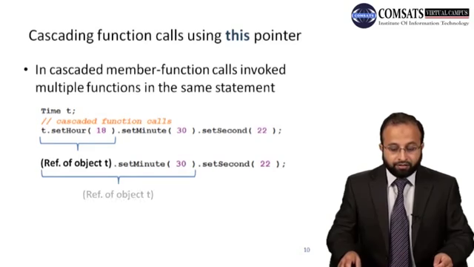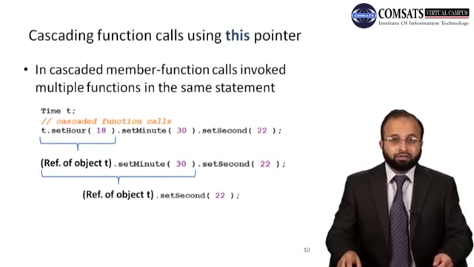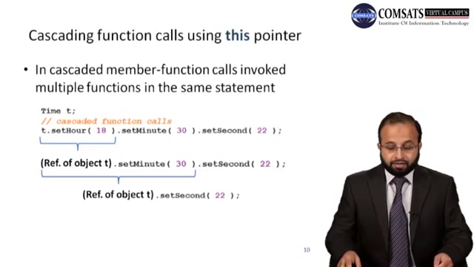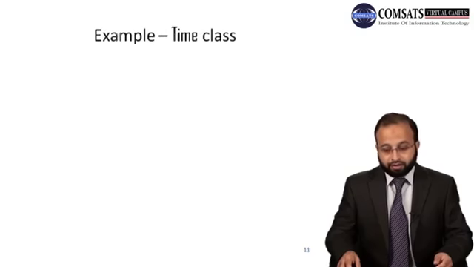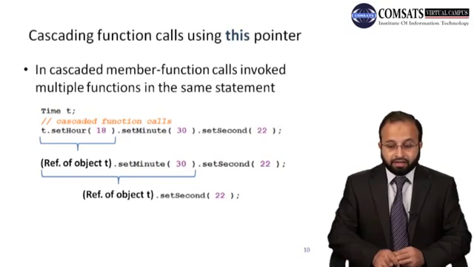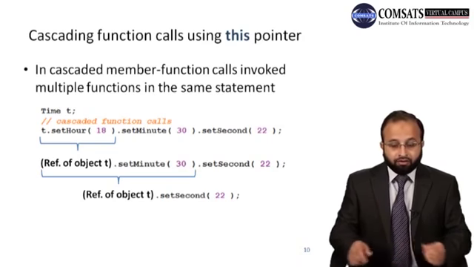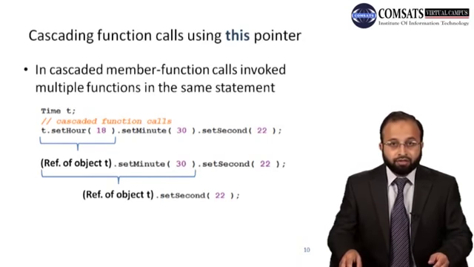Then it will return the reference of object T, and with that reference another function, set second, is called. Set second function will set the minute of the object T and also return the reference, right? So this is the cascading function call, and with one statement you call multiple functions. And how is this possible? This is possible basically by using these pointers.